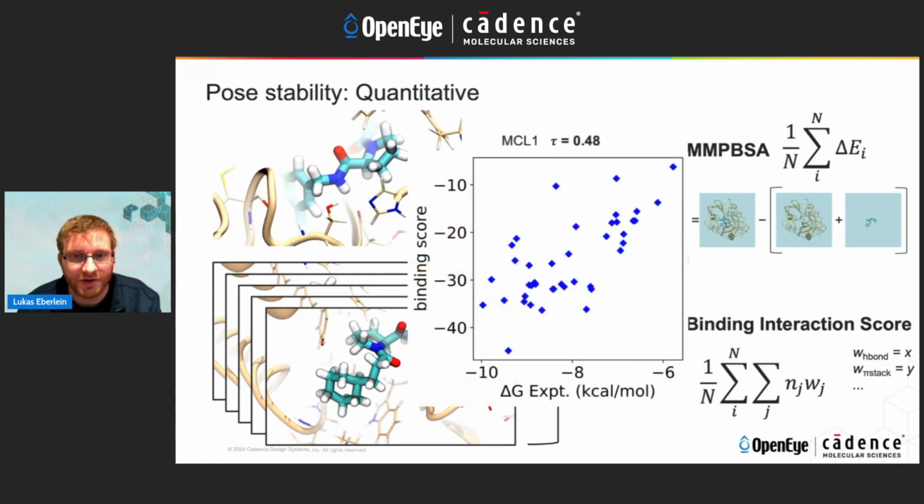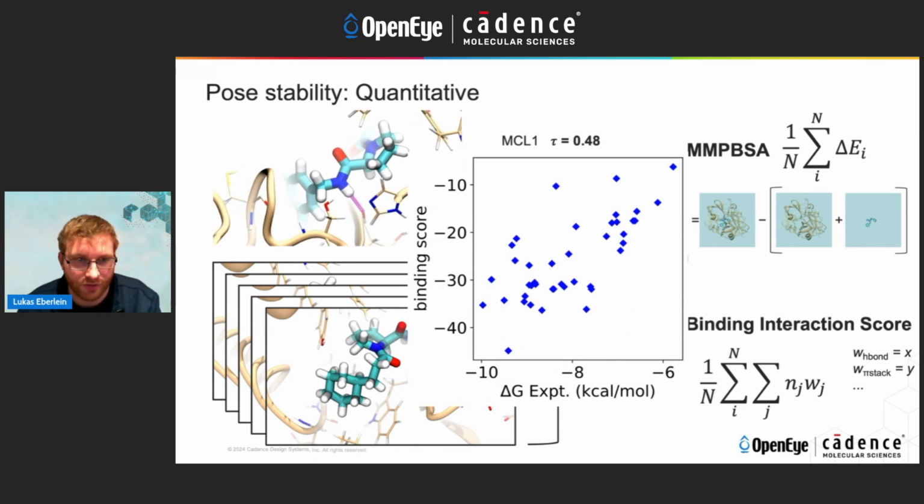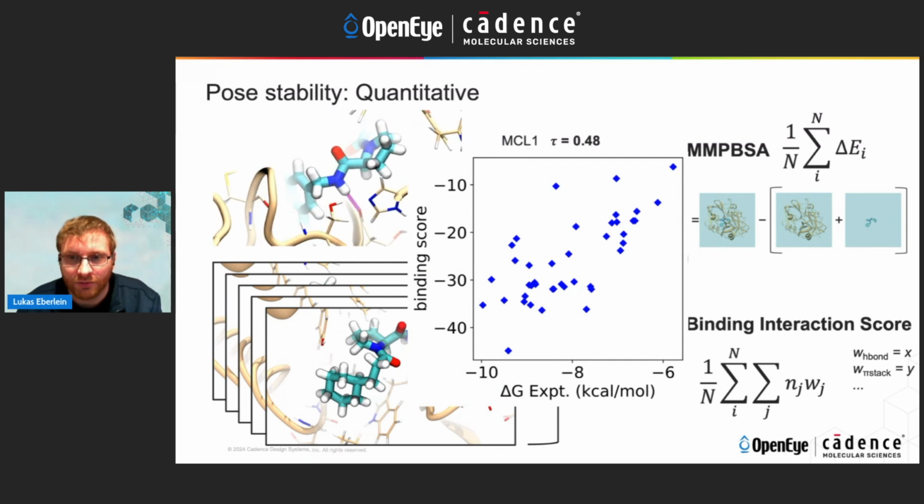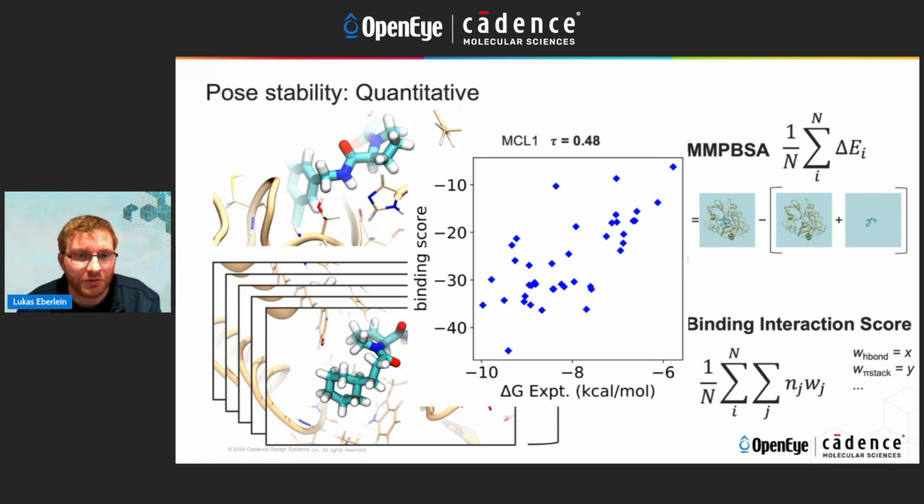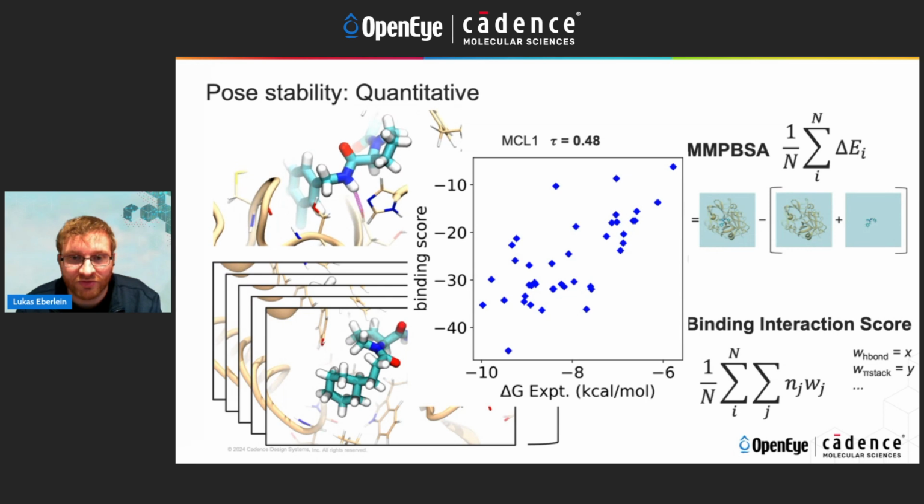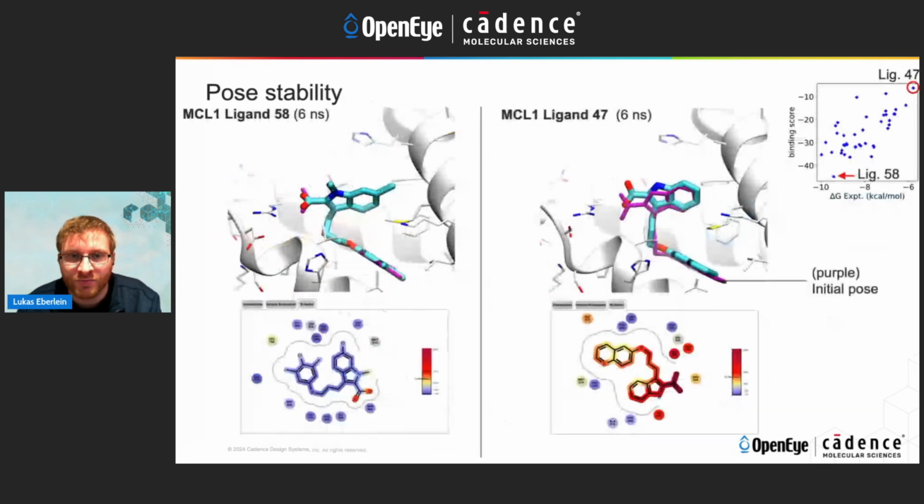Here's an example of a retrospective analysis of a compound series using OpenEye's binding interaction score. In this analysis, we know the experimental affinities and we can see a reasonably good correlation between them and the prediction, with a rank correlation coefficient of 0.5. But we can also use such simple scores for the prospective analysis of MD results. At the top right, we again see the plot of the calculated binding interaction scores with both compounds 58 and 47 highlighted.